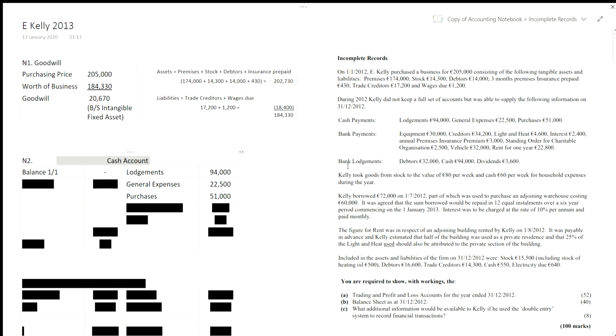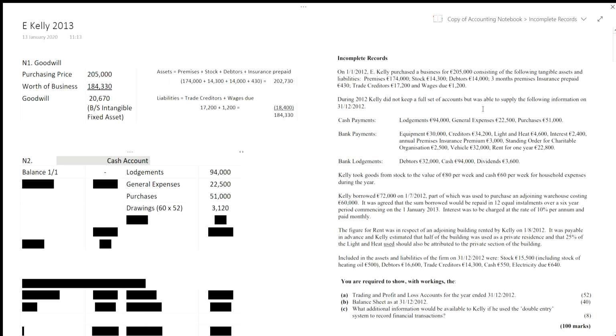So Kelly took from stock to the value of €80 per week for household expenses, and Kelly took from cash of €60 per week for household expenses. If you have €60 that you take out every single week for household expenses, we call that drawings. They told us it was €60 per week. There's 52 weeks in a year, so €3,120 was taken from cash as drawings.